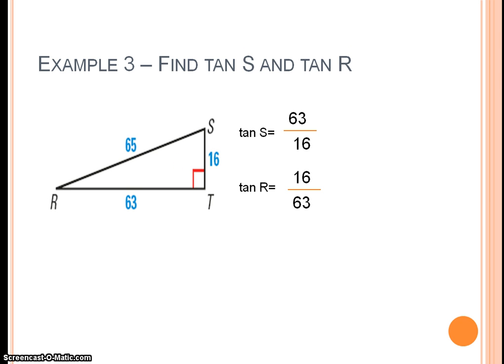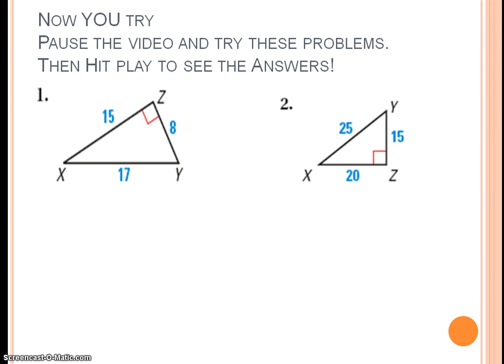So in cosine and sine, the hypotenuse was always the denominator. However, with tangent, we have ourselves reciprocals. And we're going to use the same numbers, it's just one's going to be on the top depending upon which angles we're talking about. So what I want you to do right now is pause the video and find the sine of the two acute angles. And when you are done, hit play to see the answers.